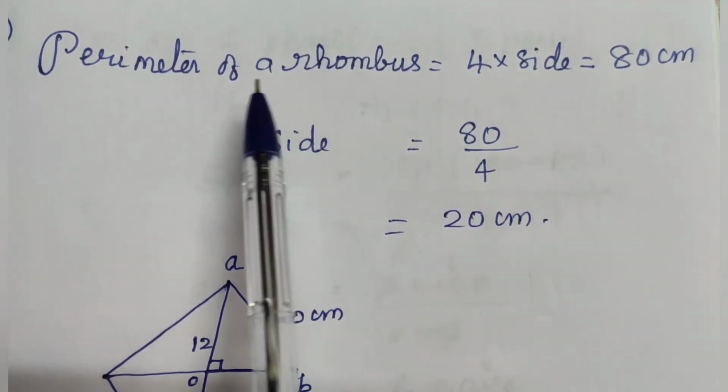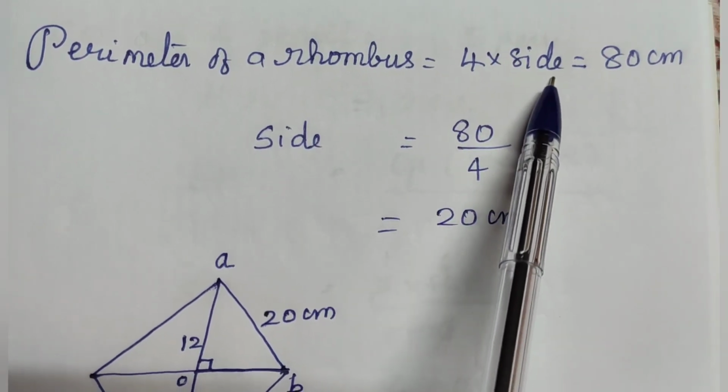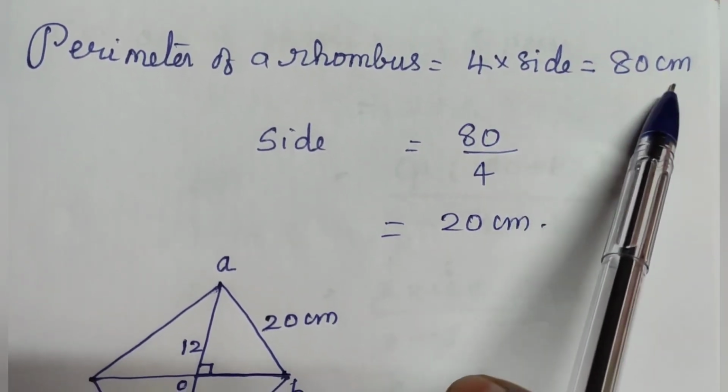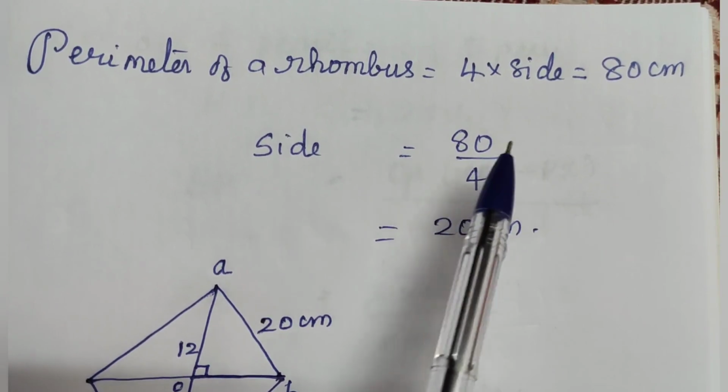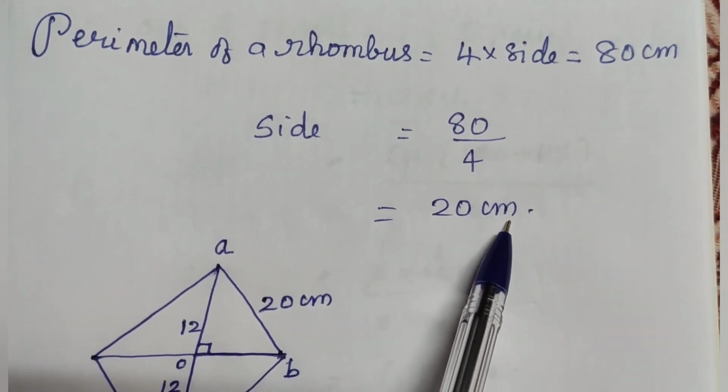Perimeter of the rhombus. Rhombus உடைய சுற்றளவு. Perimeter of the rhombus is equal to 4 into side. This is given in the question as 80 centimeter. Side is equal to 80 divided by 4. Side is equal to 20 centimeter.